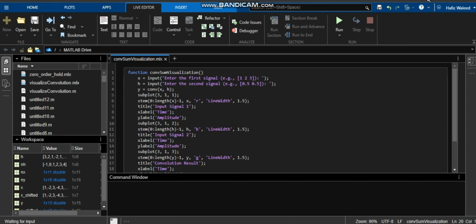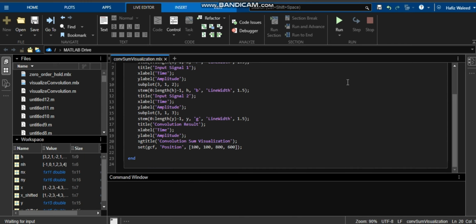The first subplot displays the input signal x[n] in blue. The second subplot displays the impulse response h[n] in red. The third subplot displays the convolution result. Finally, the sgtitle function is used to provide a title for the entire figure, indicating that it represents convolution visualization.